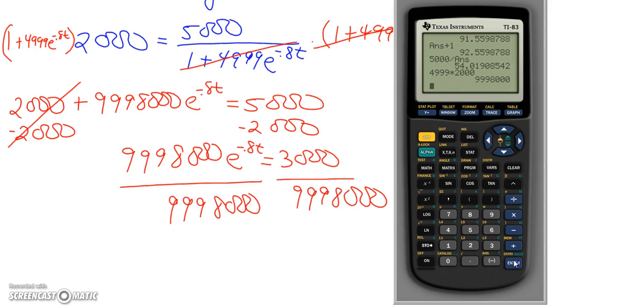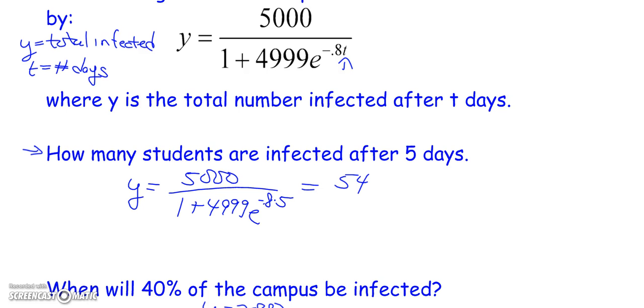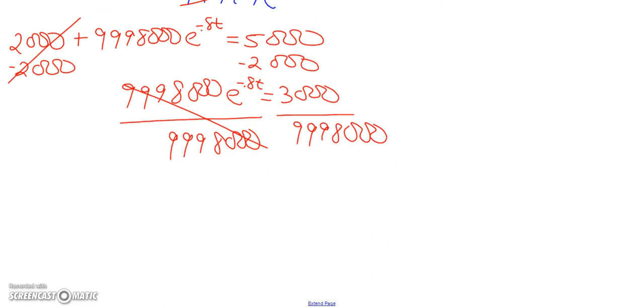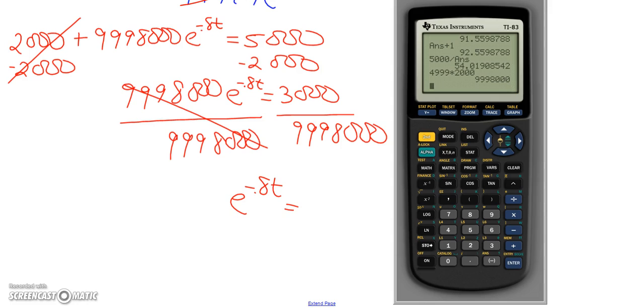9,998,000. And then I'll be able to put it into log form. So what I have here is e to the negative 0.8t equals... I'm going to need a calculator again. Let's do 3,000 divided by 9,998,000. Enter. So I've got this very small number. If I put it in scientific notation, that's moving the decimal place 1, 2, 3, 4, 5 times. That's the number in scientific notation.